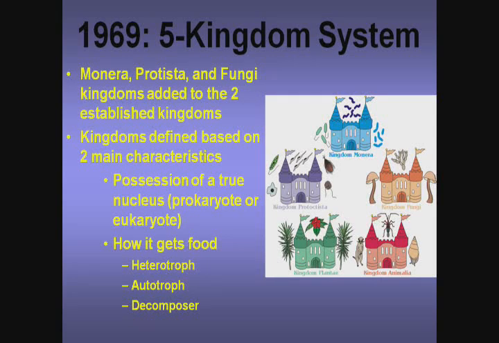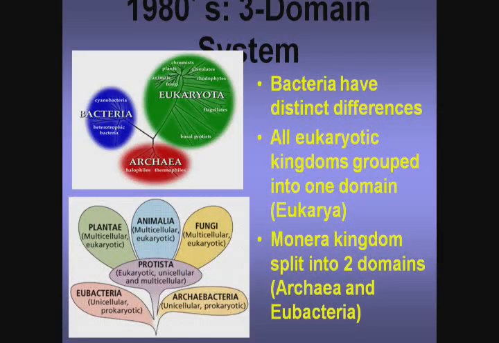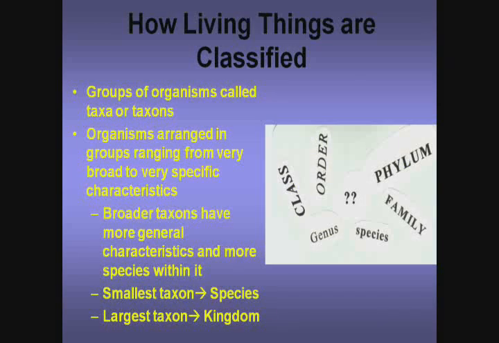5 kingdom system, that is what we follow today. So these are 5 kingdoms. I have drawn 5 castles, 5 kingdoms of Monera, Protista, fungi, plantae, Animalia. And it is also categorized into 3 domain system or 6 kingdom system. That also we have done.